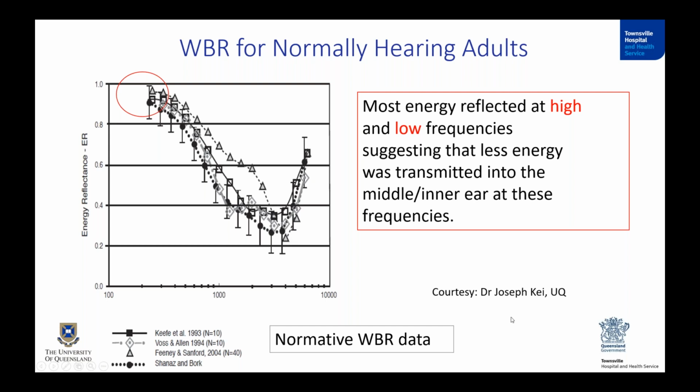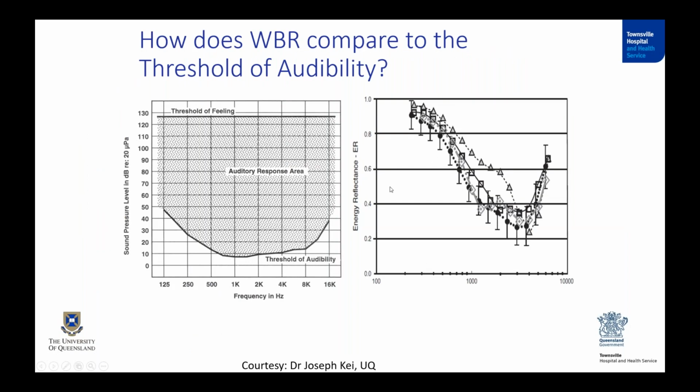Now, if you look at the threshold of audibility, we know that the threshold of audibility is better in the mid frequencies, and it is high in the very low frequencies and then the high frequencies. That is probably because of the energy that is reflected in these low frequencies and the very high frequencies. You can see the similarity in the energy reflectance to the threshold of audibility. This is just one observation that we like to compare with.